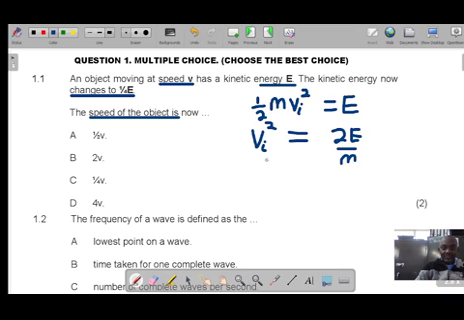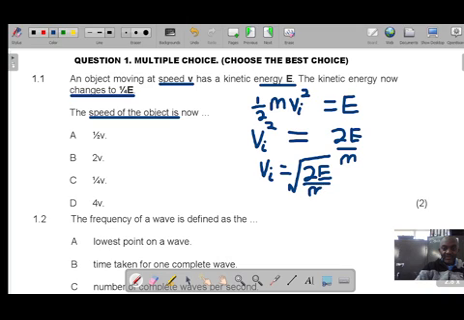Now if I find the square root here, I'm going to have V initial equals the square root of this thing altogether, so square root of 2E over M.